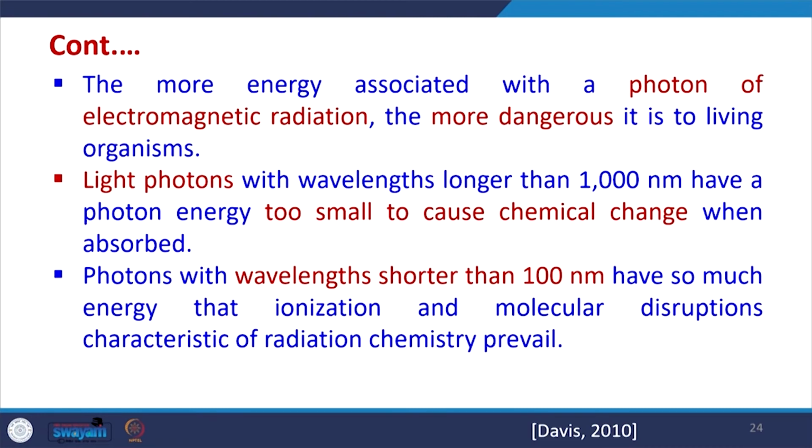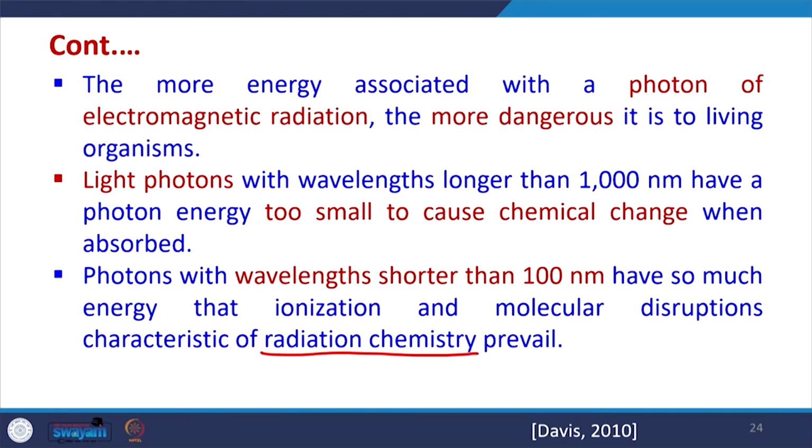Light photons with a wavelength longer than 1000 nanometers have photon energy that is too small to cause any chemical change when absorbed. But photons with wavelength less than 100 nanometers have so much energy that ionization and molecular disruption may happen. So this is possible, and radiation chemistry conditions may prevail if we are using such ultraviolet radiation.